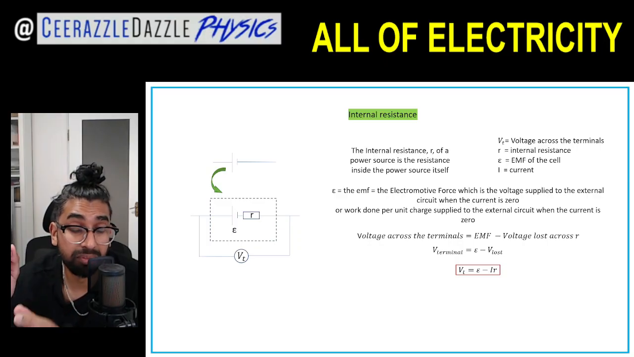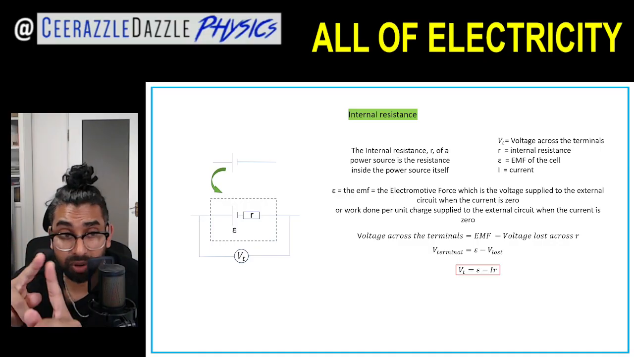The EMF stands for electromotive force, which is the voltage supplied to the external circuit when the current is zero. So when the current is zero, that is the amount of voltage you will get. The EMF will come out. VT we're going to define as the voltage across the whole terminal.